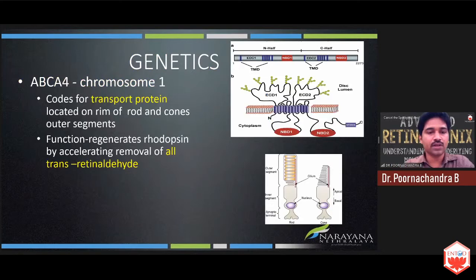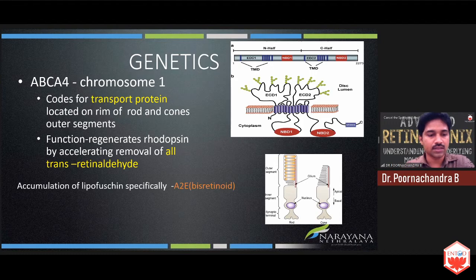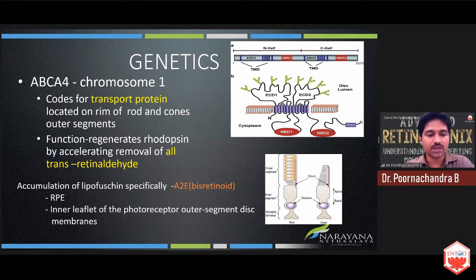ABCA4 is one such gene which codes for a transport protein located at the rim of rods and cones, which basically functions to regenerate rhodopsin by accelerating removal of all-trans retinaldehyde. So accumulation of lipofuscin, specifically A2E bisretinoid, increases in the retinal pigment epithelium and also the inner leaflet of the photoreceptor outer segment disc membrane when there is defective ABCA4 function.